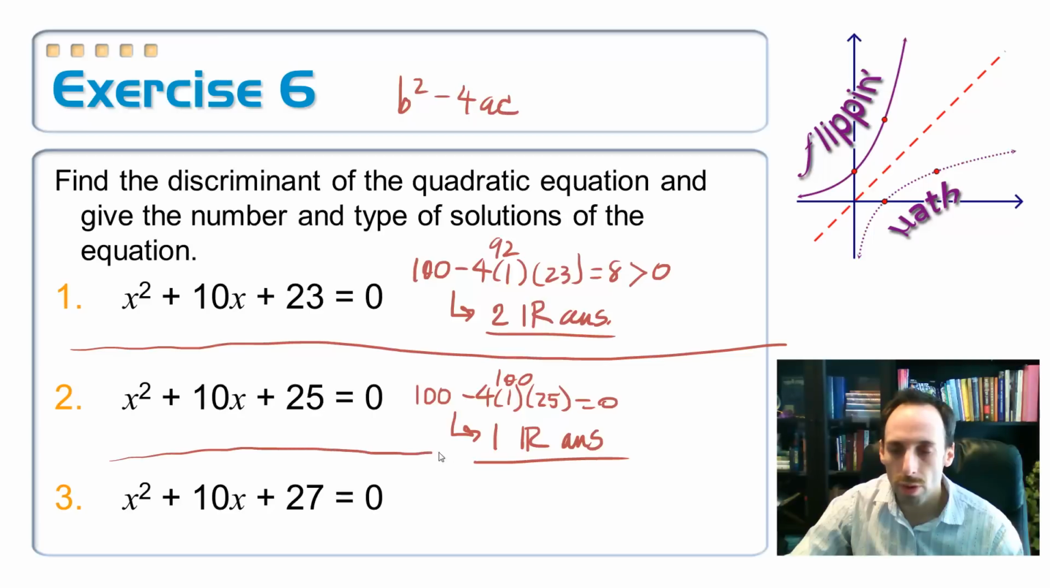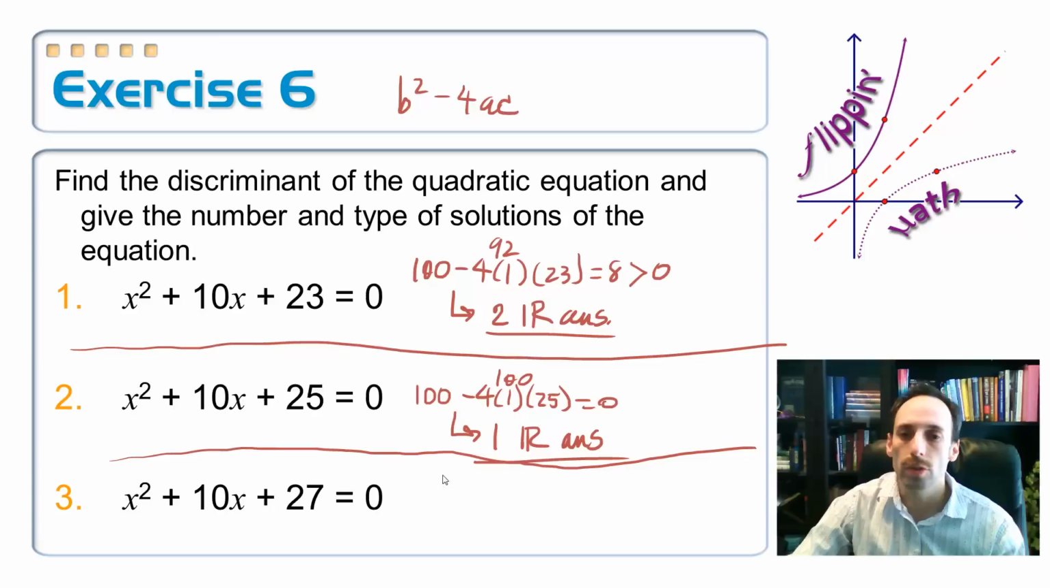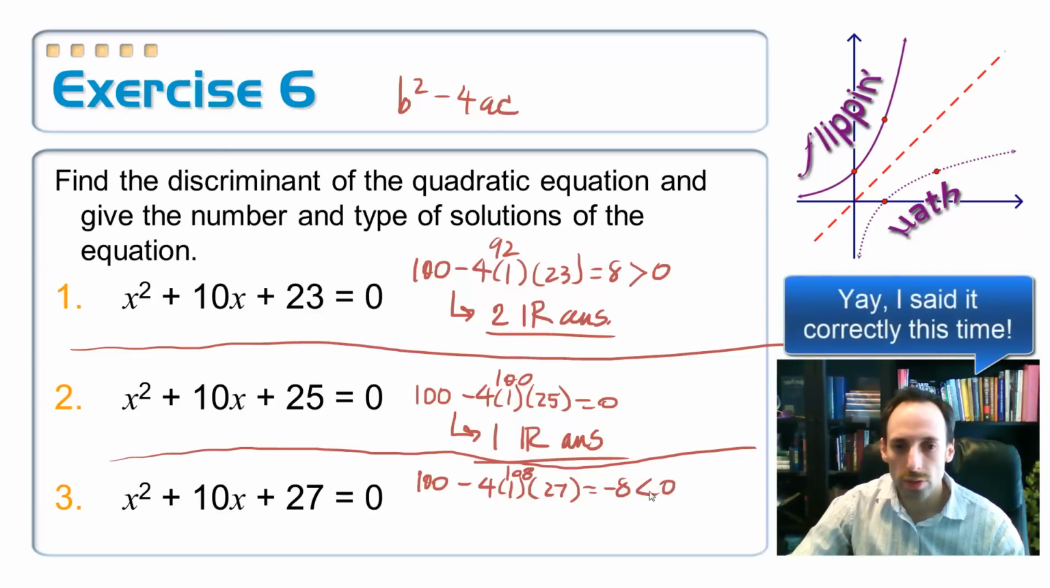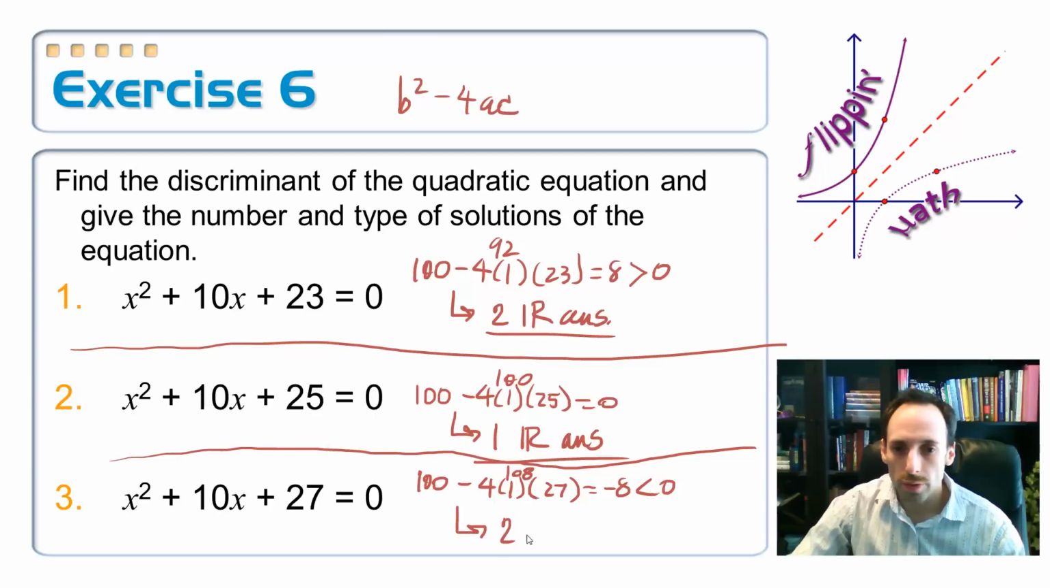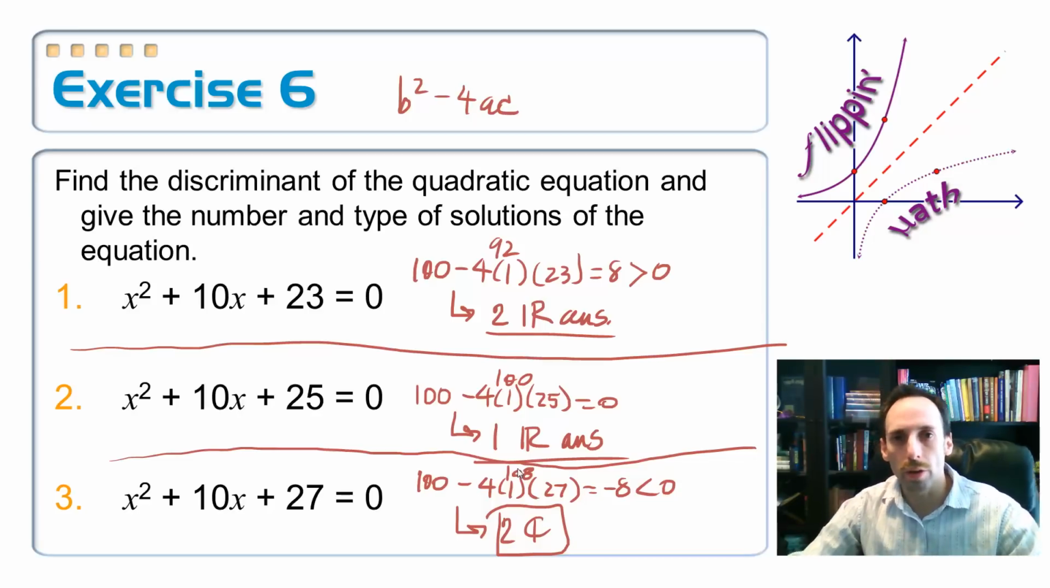Alright, perhaps by process of elimination you already know what the answer is going to be on the next one. Let's go ahead and work it out just because. So, again I have 100 minus 4 times 1 times my c, which is 27 this time. See, 4 times 20 is 80, plus 28, 108. This time I get a negative 8, which is less than 0, which means I'm going to have 2 imaginary answers. Alright. Easy enough, right?